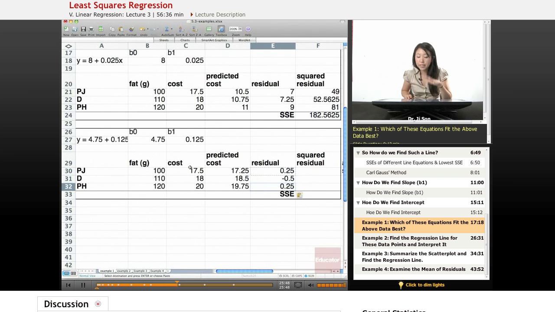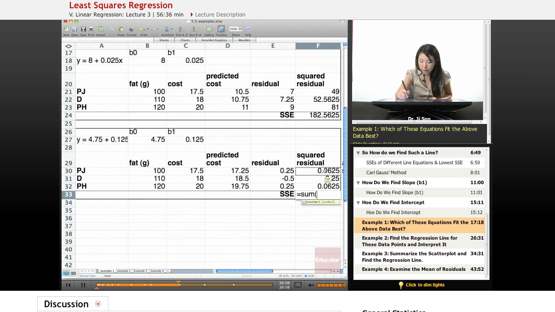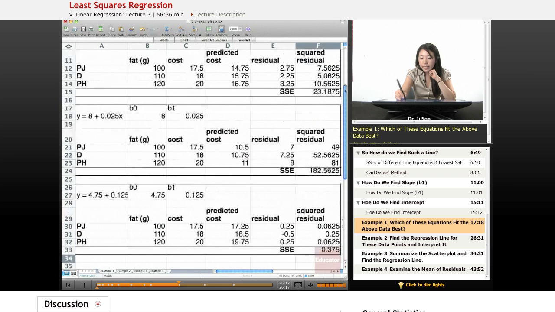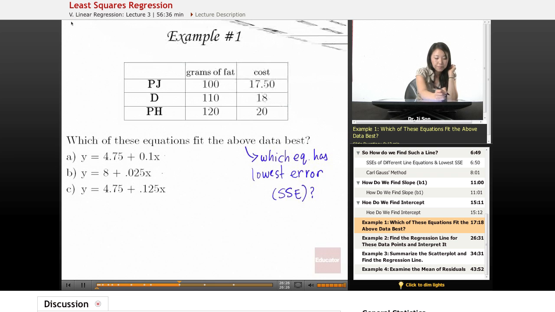So we have two positive ones and one negative one. And they balance each other out quite nicely because the positive ones are smaller, but the negative one is a little bit bigger. And let's square those. And so here, if we sum that up, we get 0.375. And that is considerably smaller error than 23 and 182, right? And so I'm going to say the third equation is the best fitting one. So this one is the best one.